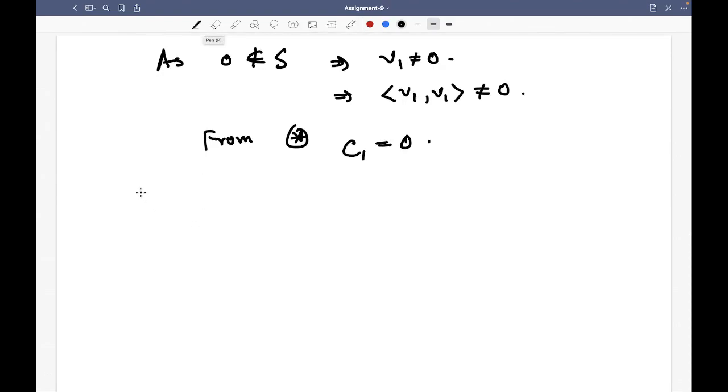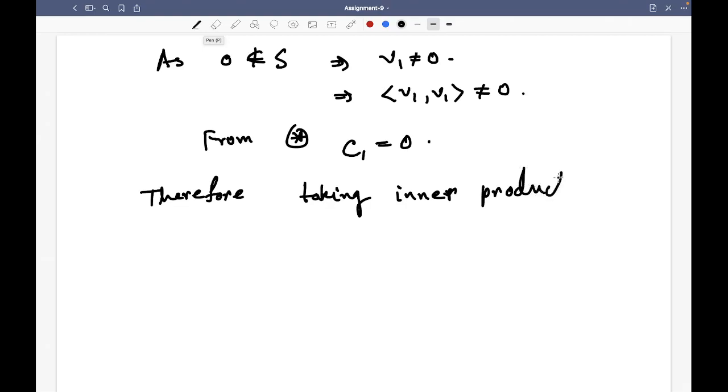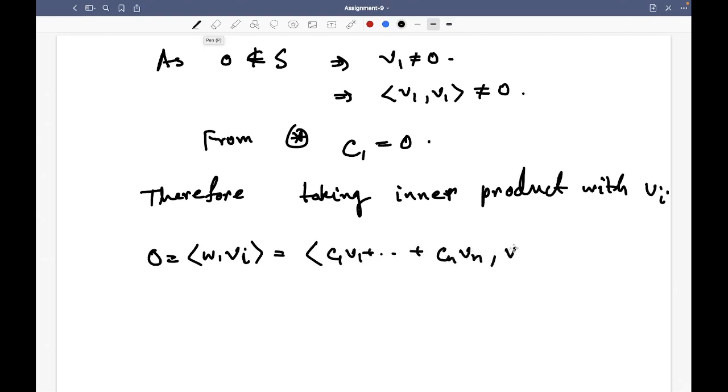So therefore, taking the inner product with an arbitrary vector Vi, what will you get? W inner product with Vi. So this is 0, which you will get as C1 V1 plus dot dot dot plus Cn Vn inner product with Vi.